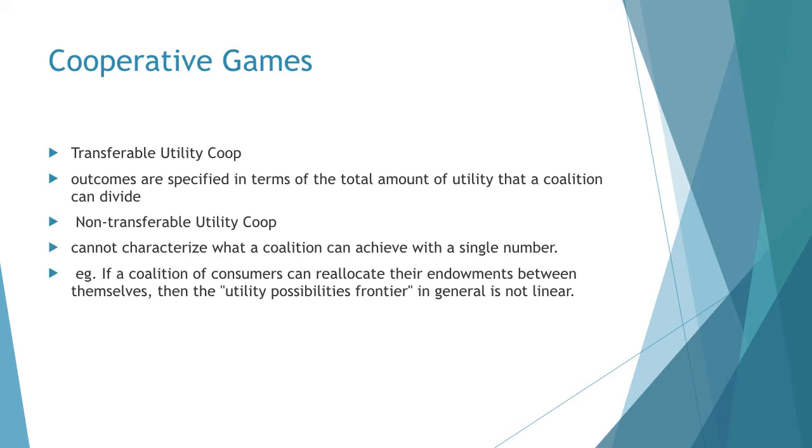Cooperative games are often defined in terms of a characteristic function which specifies the outcomes that each coalition can achieve for itself. For some games, outcomes are specified in terms of the total amount of dollars or utility that a coalition can divide. These are games with transferable utility. But for other games, utility is non-transferable, so we cannot characterize what a coalition can achieve with a single number. For example, if a coalition of consumers can reallocate their endowment between themselves, then the utility possibility frontier in general is not linear.